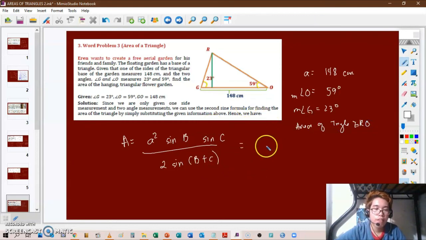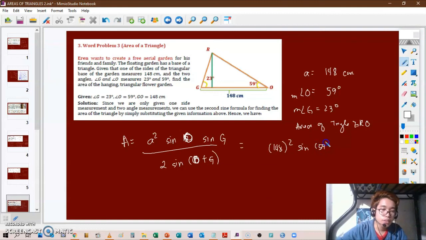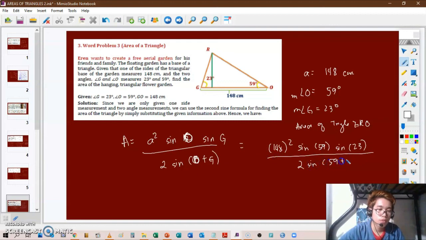To solve for that, we have a squared is equal to 148 squared. Using the given information, this one should be sine O and then sine G, so this is sine O plus G. This will give us sine 59 multiplied by sine 23 all over 2 times sine of 59 plus 23. Okay, so let's try to solve for this one.